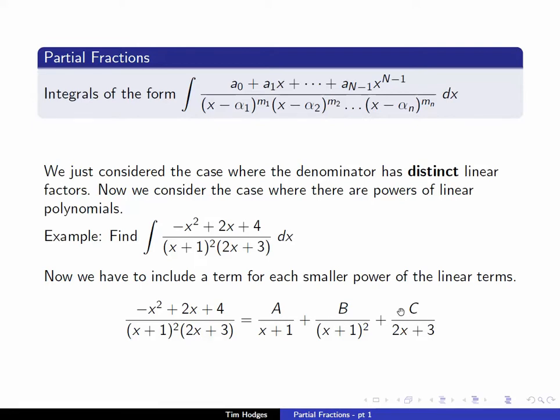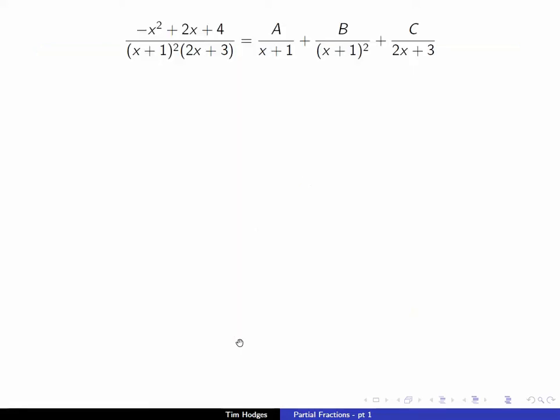Our algebraic theorem says that there exist A, B, and C for which this is true. We just have to find them. Again, we start by multiplying through by the denominator. So here's the problem again. Multiply through, this time by (x + 1)², (2x + 3). The denominator disappears on the left.